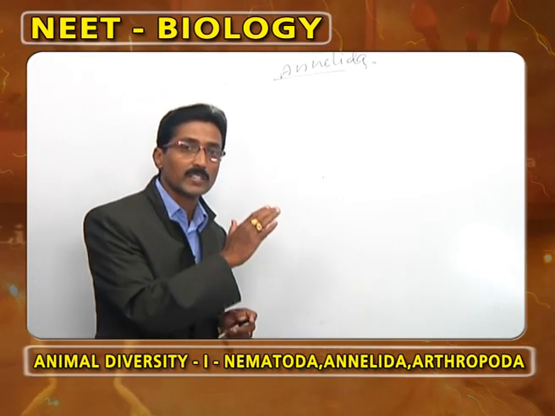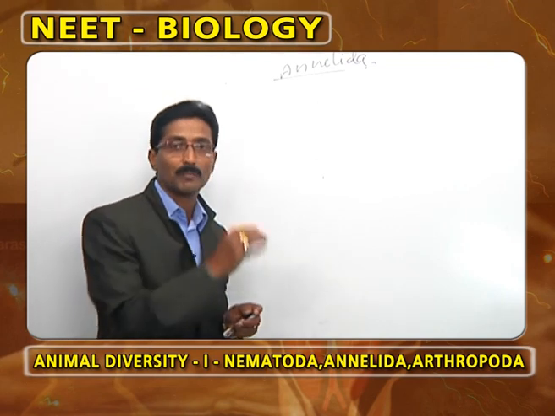Now, in the Annelida, the closed blood vascular system first developed. What is meant by closed blood vascular system? The blood flows in definite blood vessels, that we call a closed blood vascular system. Closed blood vascular system first developed in Annelida. True segmentation first developed in Annelida.